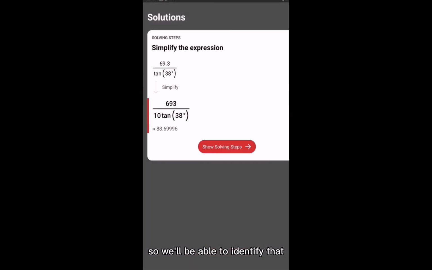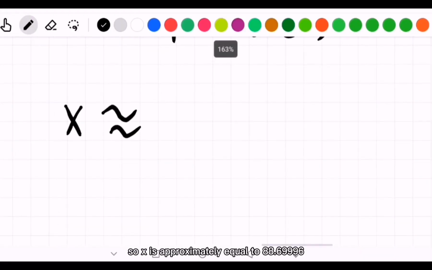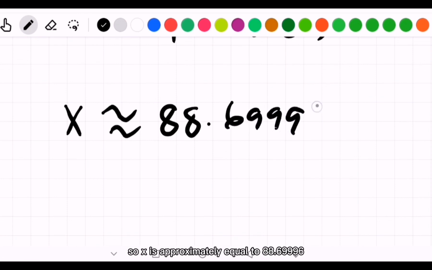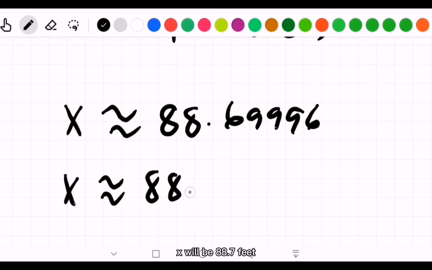Okay, so showing the solution by the use of a calculator, we have 69.3 divided by the tangent of 38 degrees. So we'll be able to identify that the value of x is approximately equal to 88.69996. So x is approximately equal to 88.6996. And when rounded off to the nearest tenths, x will be 88.7 feet.